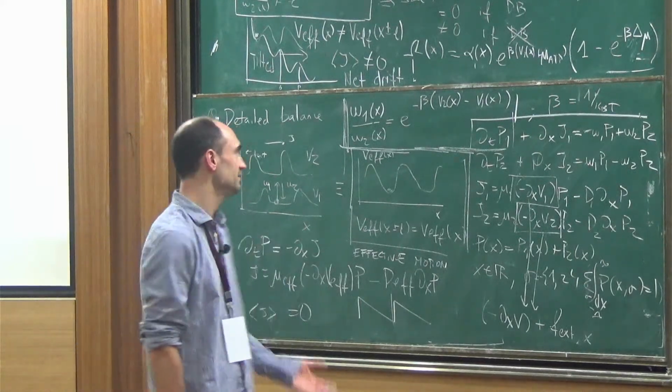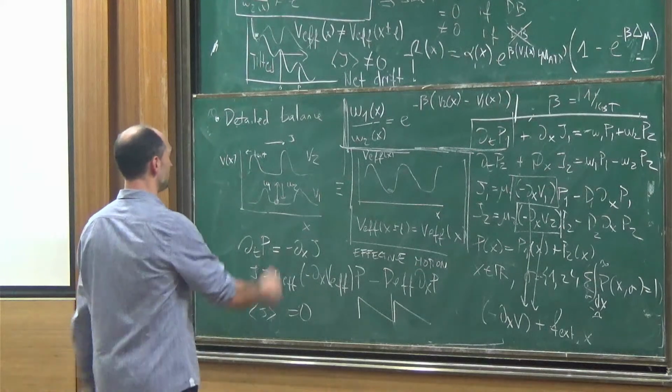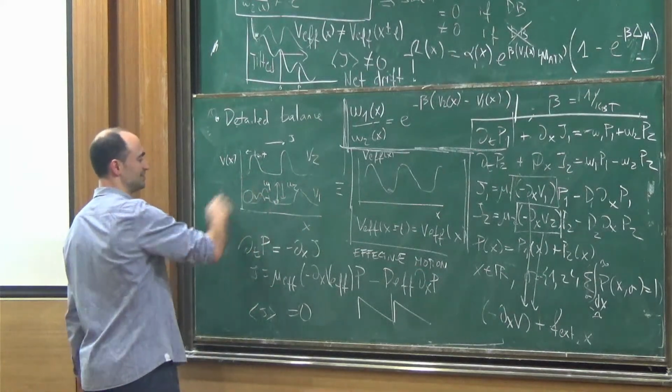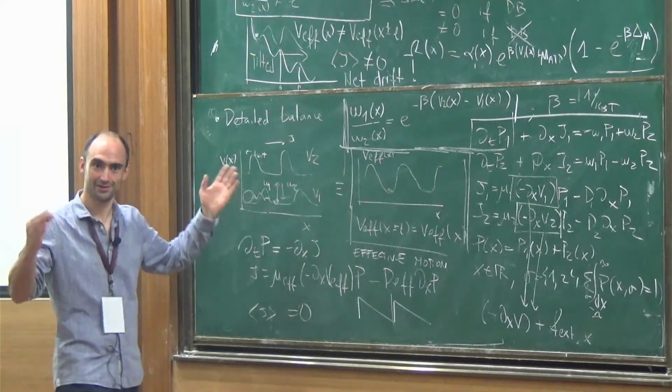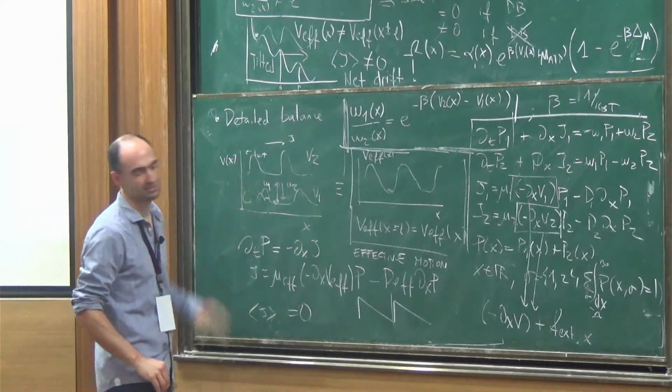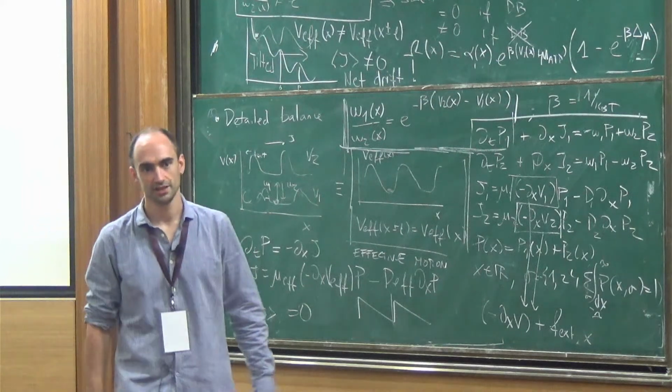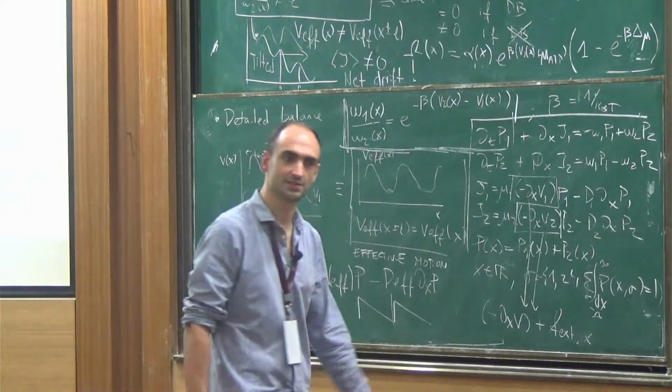I've seen papers where they have a flashing ratchet, and then on top of that there is a spring, and the spring is not in this flashing ratchet, it's in another potential. So yes, I'll take the reference. Yeah, there's a lot of literature on this.